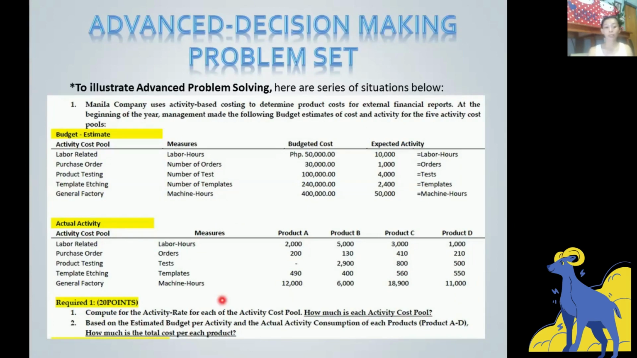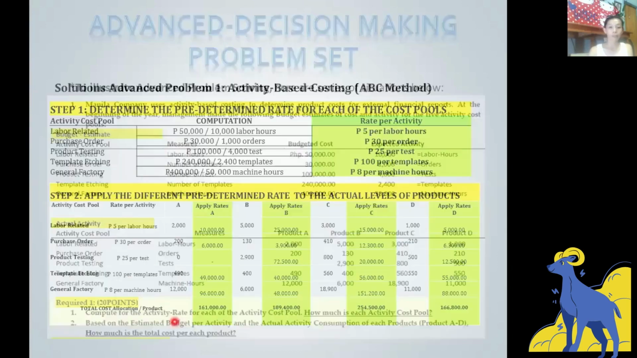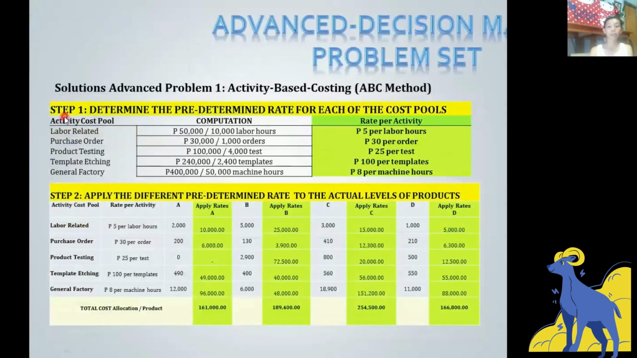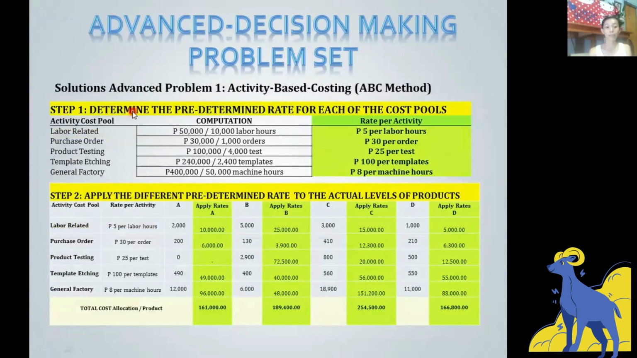So for the first requirement, we have to compute the predetermined rate for each activity, and for the second requirement, we have to identify the product costing, or the cost of each product. Product A and product B should be calculated on how much per unit each product costs based on the activity-based costing method. So here is the first step: determine the predetermined rate for each of the cost pools. This is to answer requirement number 1.